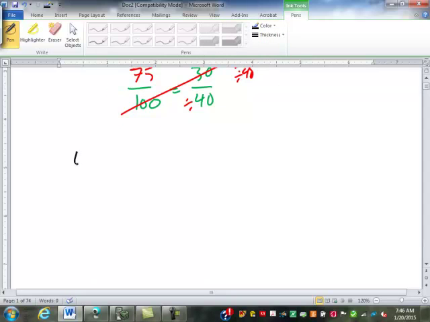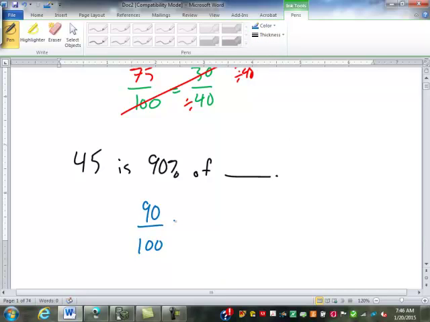Or we might be asked 45 is 90% of blank. Now we have the percent. 90% is 90 out of 100. 45 is 90, so 45 goes with the 90. We cross multiply. 100 times 45 is 4,500. Divided by 90 is 50. So 45 is 90% of 50.